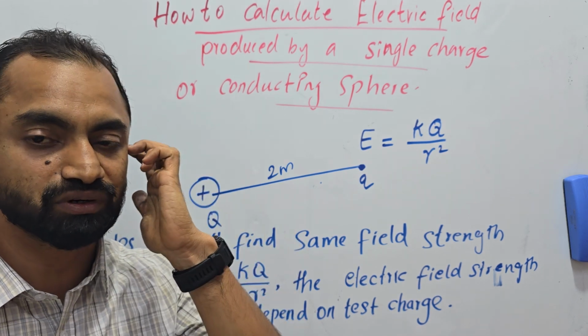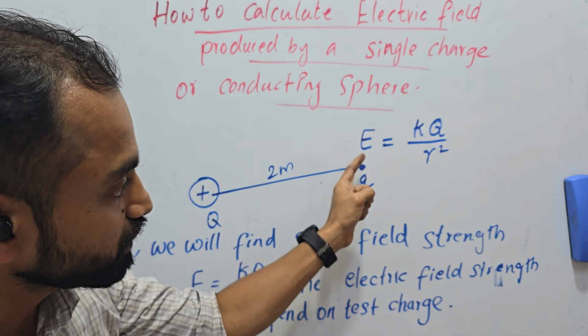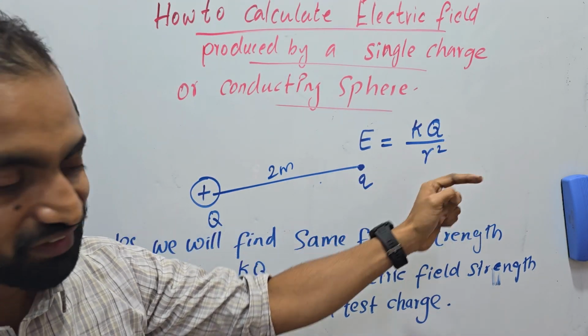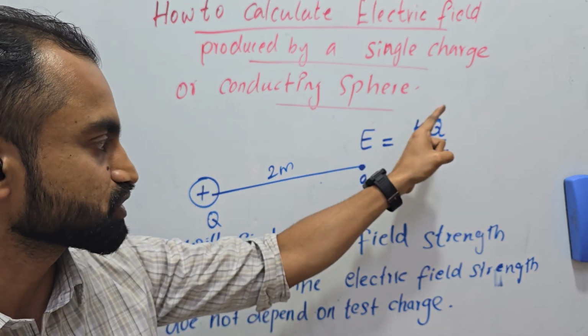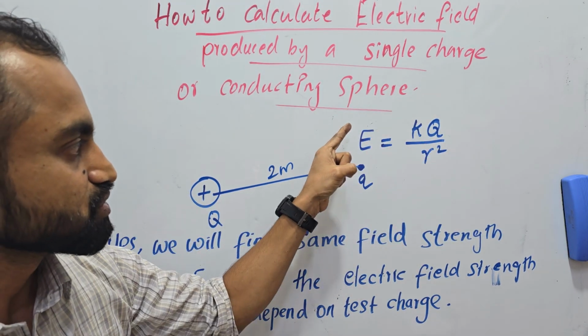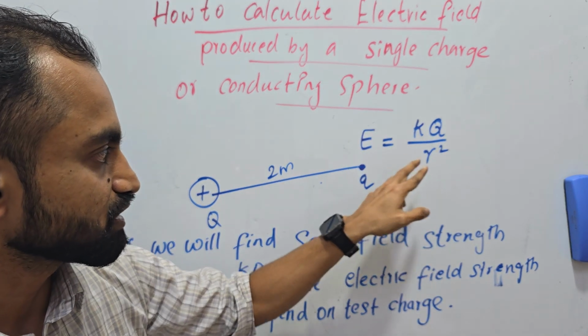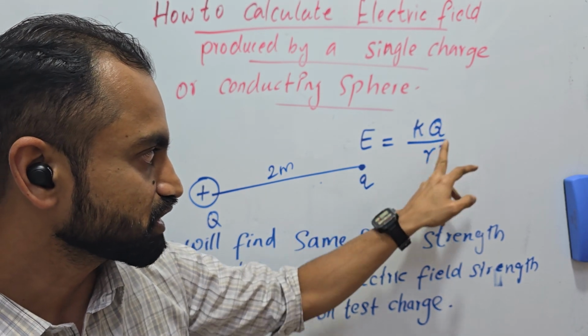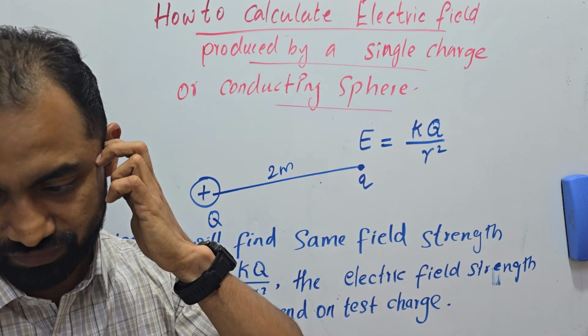E will not depend on the F, because when we rewrite the F, when we change the F, we get the unique equation. This is the main equation for electric field. So from this equation we understand that electric field depends only on what? Source charge and distance.